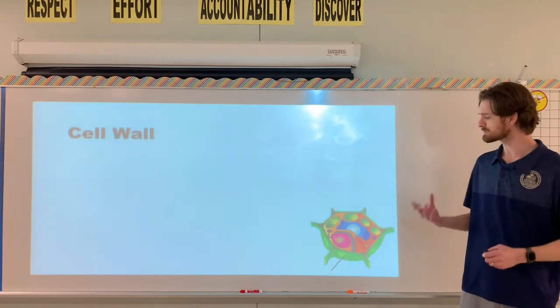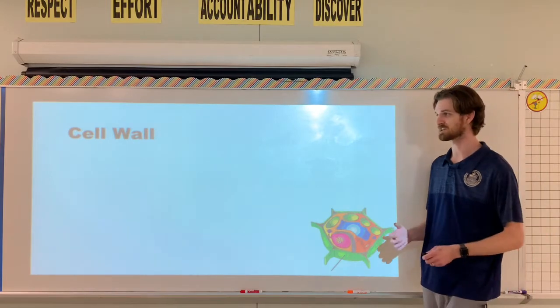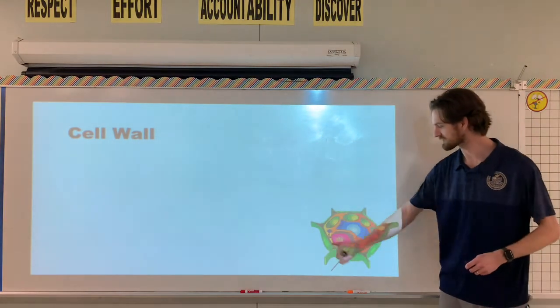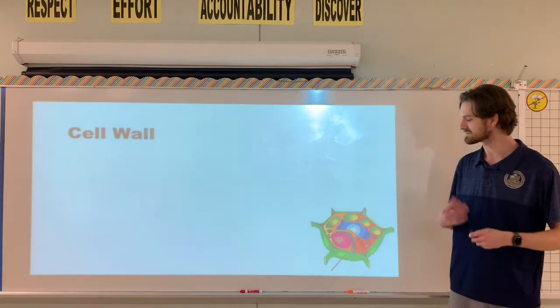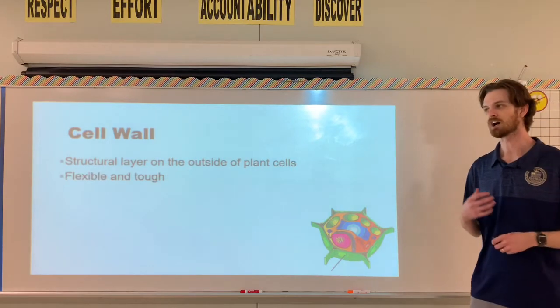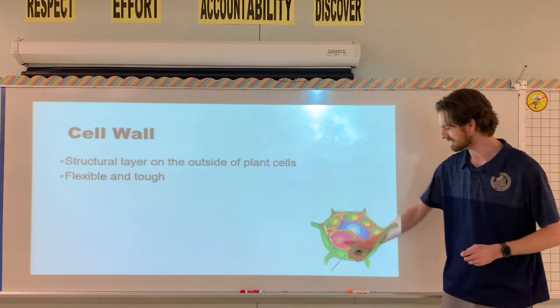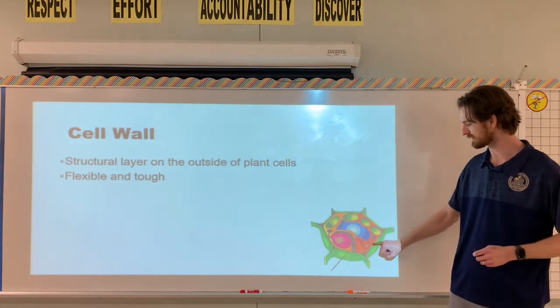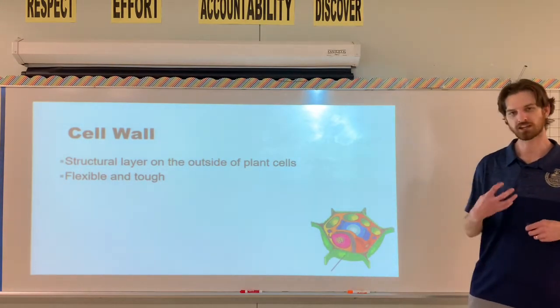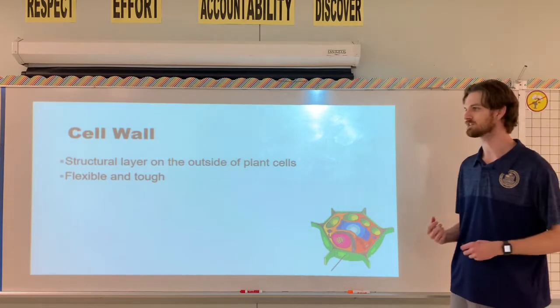So another specific thing, that chunky outside part that I was talking about, is a cell wall. So you can see it nicely in this picture here. This outer component is the cell wall. And this is a structural barrier for the cell on the outside. So in addition to having a cell membrane on the inside, plant cells do have a cell membrane. They also have this more rigid, flexible yet tough exterior called the cell wall.